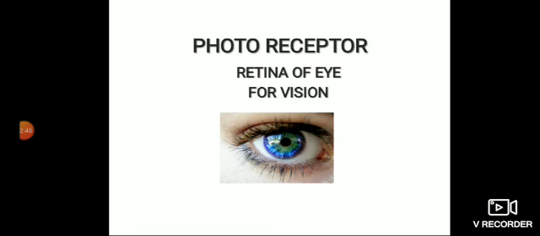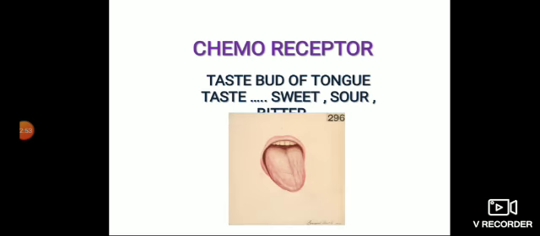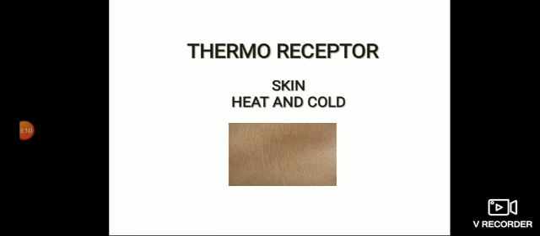Photoreceptor cells: photo means light. Light is received by the eyes, so the eye is an example of a photoreceptor. Chemoreceptor: you can see the tongue. In the tongue various areas are there. You can feel the salty taste, bitter taste, pungent taste, etc. So there are taste buds over the tongue.